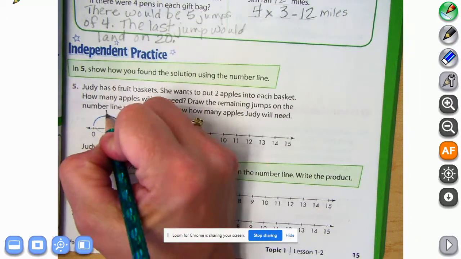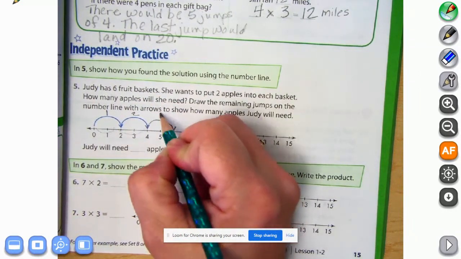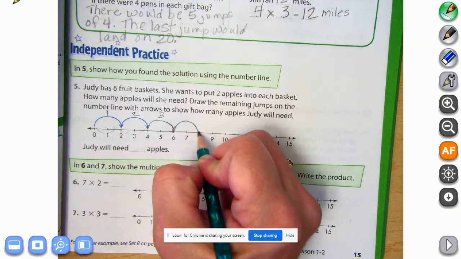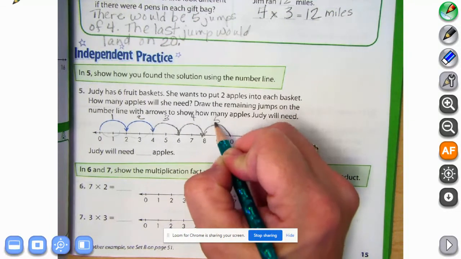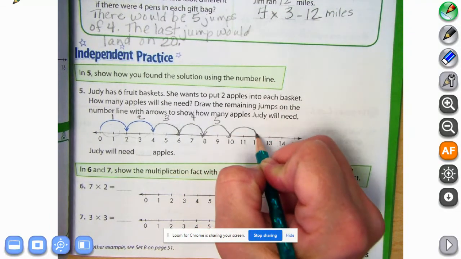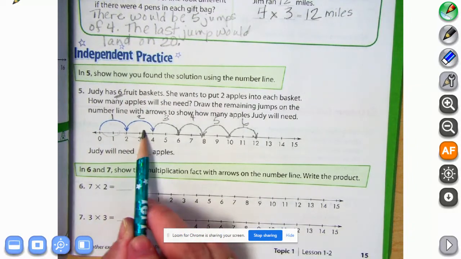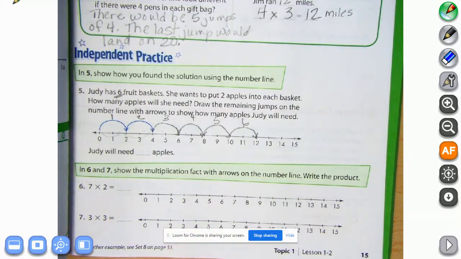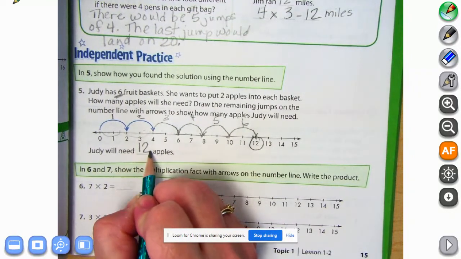We have jump 1 and jump 2. Now I'm going to jump by 2. That's my 3rd jump. 2 more. That's my 4th jump. 2 more. That's my 5th jump. And 2 more. That's my 6th. It says 6. Basket 1, 2, 3, 4, 5, and 6. Okay, so she will need, where it lands, 12 apples.